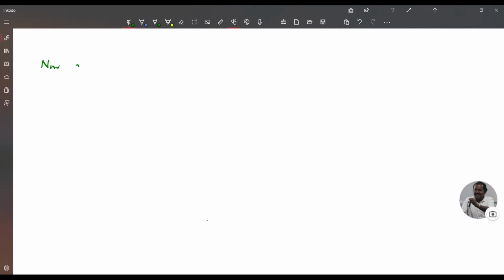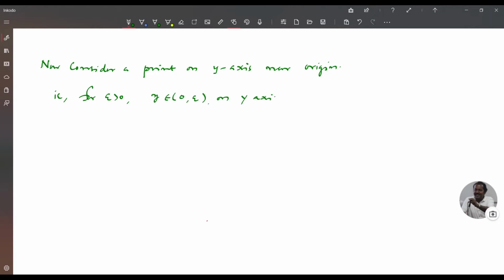Now we consider a point very near to origin on the y-axis. That is, for epsilon positive, y belongs to (0, epsilon) on the y-axis. So y-axis is like this. So this is the origin, and suppose that this is an epsilon positive, so y is chosen to be here. Then we have y raised to 4 is less than y squared for this y in (0, epsilon).